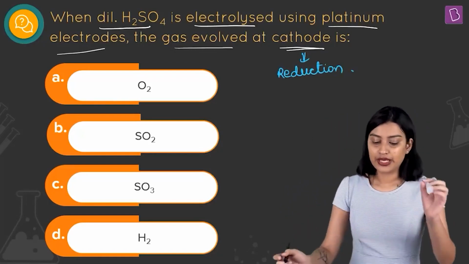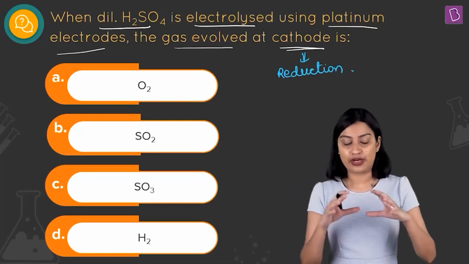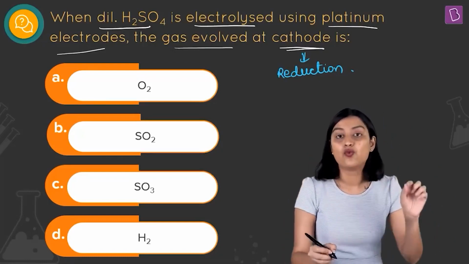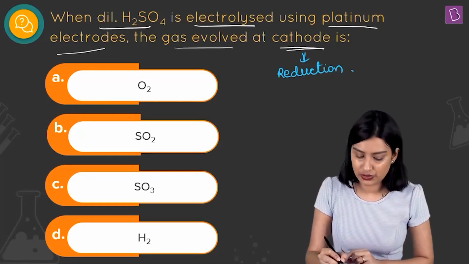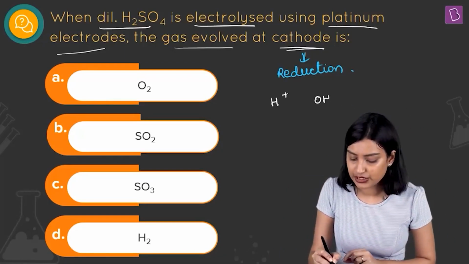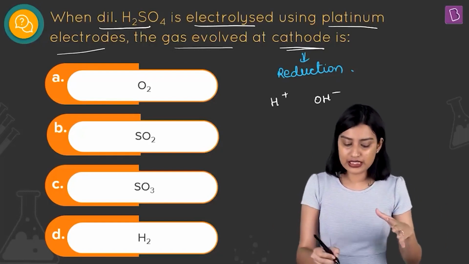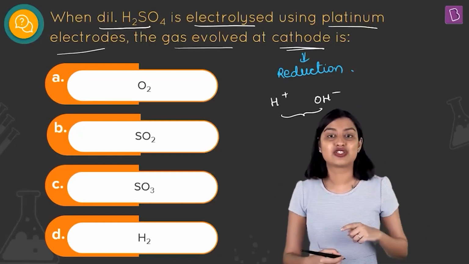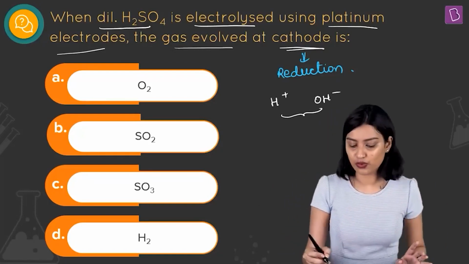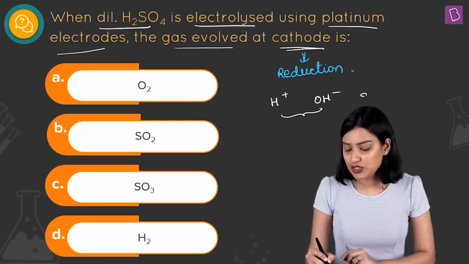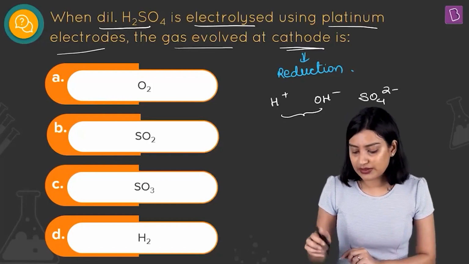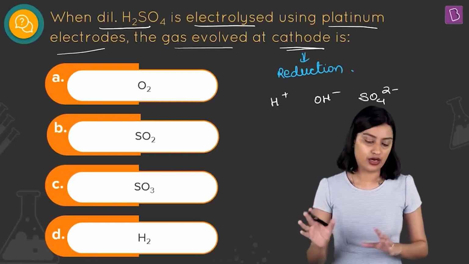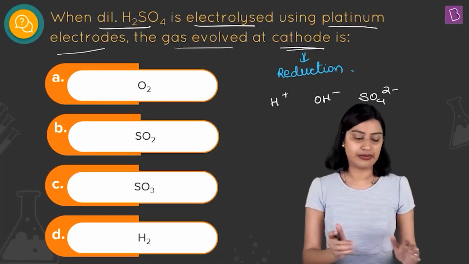So let's see. When you have dilute H2SO4, when you have the solution of dilute H2SO4 which you are putting up for electrolysis, what are the ions in the solution? So you have H plus, you have OH minus and H2SO4, right? This is coming from water, H plus and OH minus, and then you have H2SO4 which dissociates to give you H plus and SO4 2 minus. So we've already written H plus, so then you have SO4 2 minus.